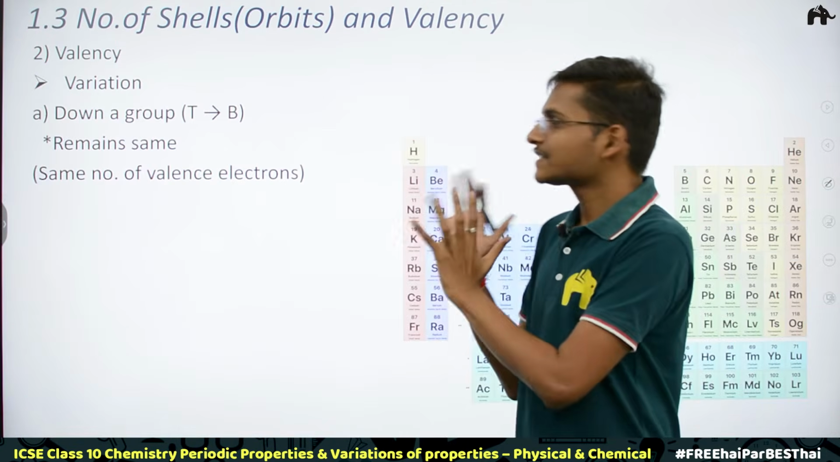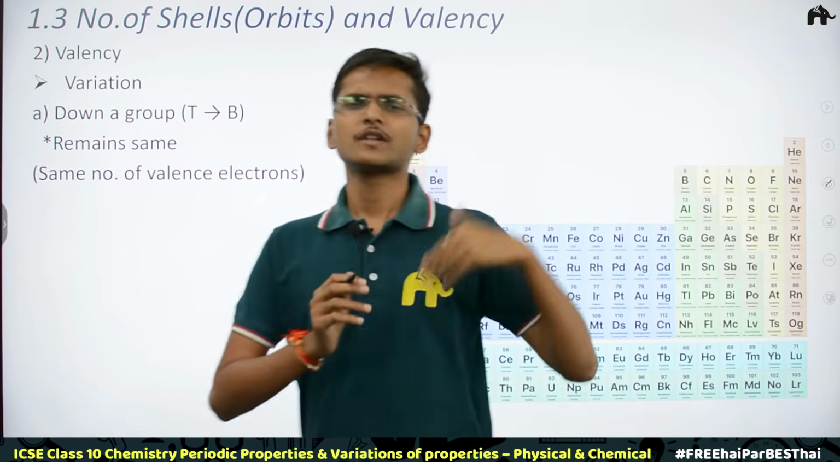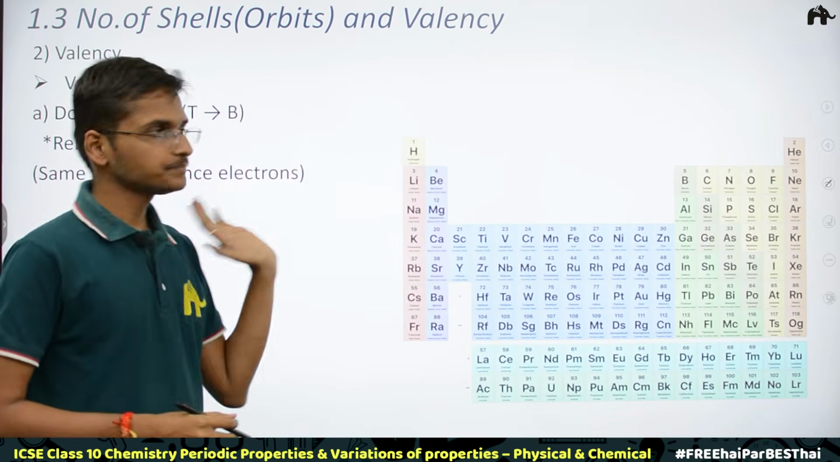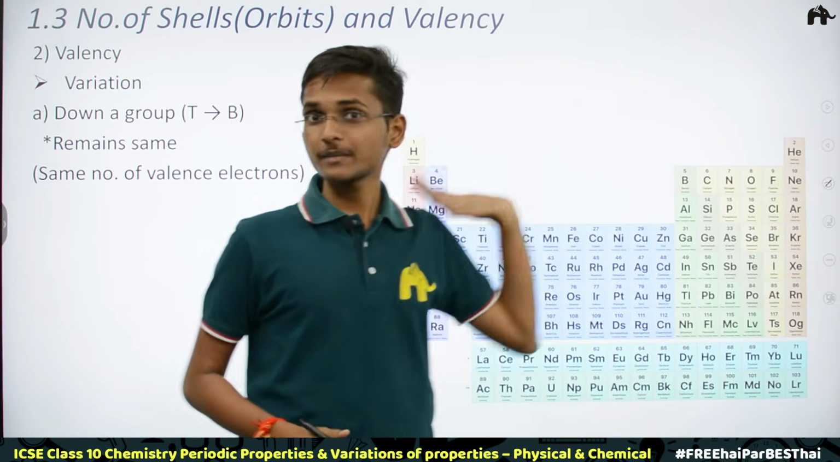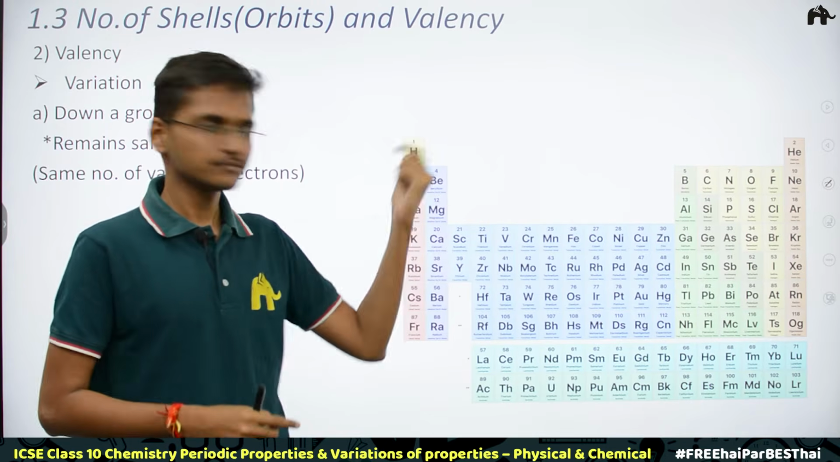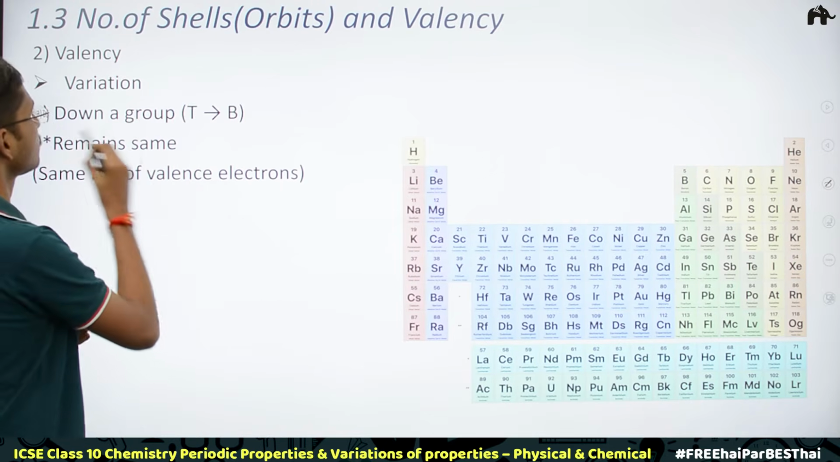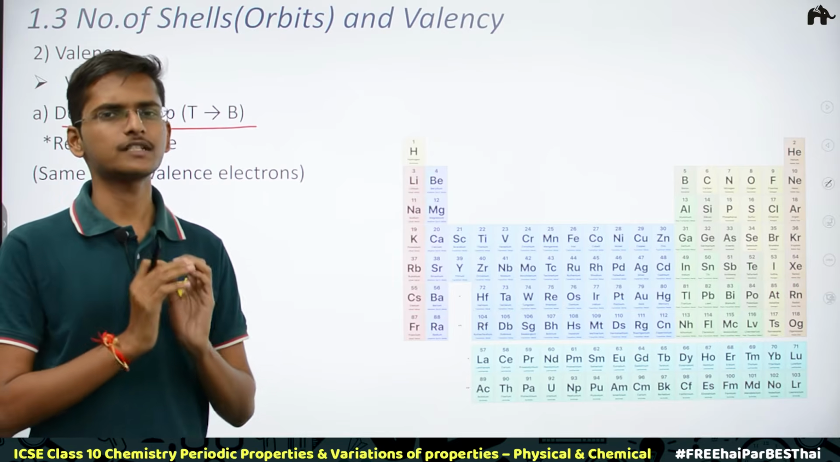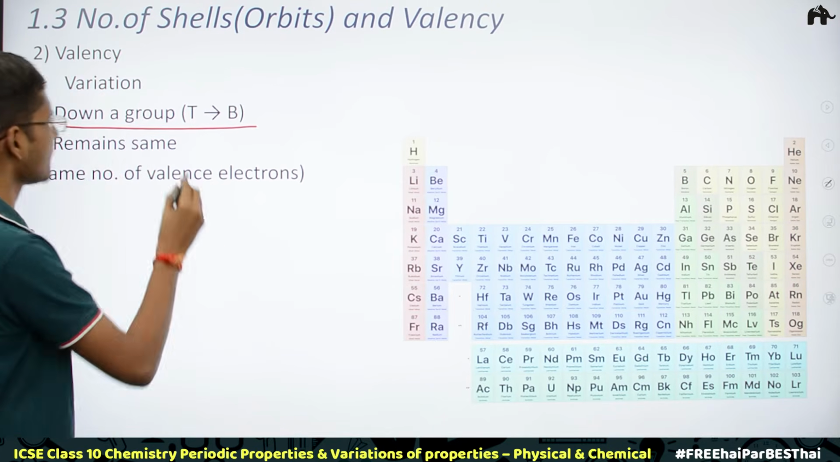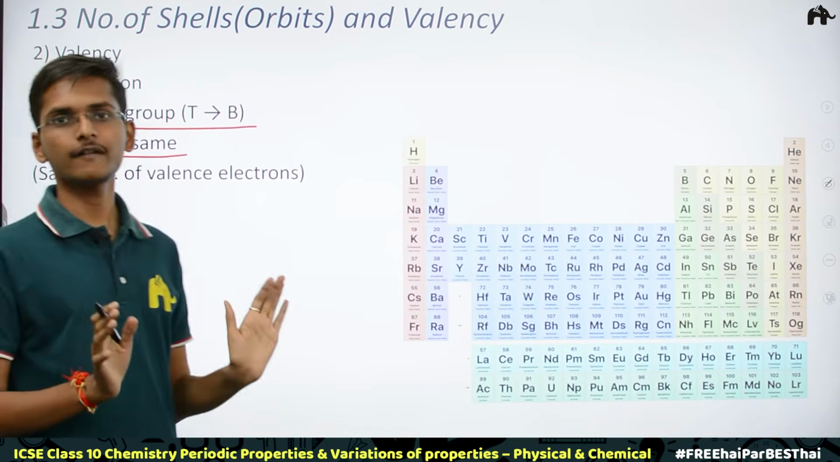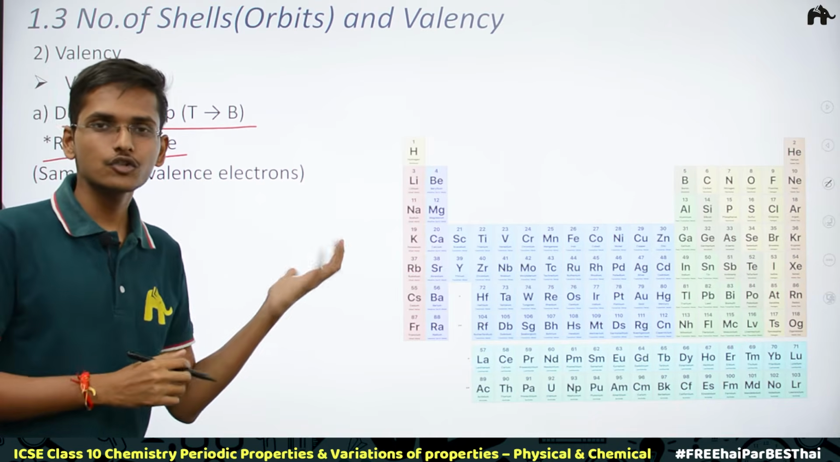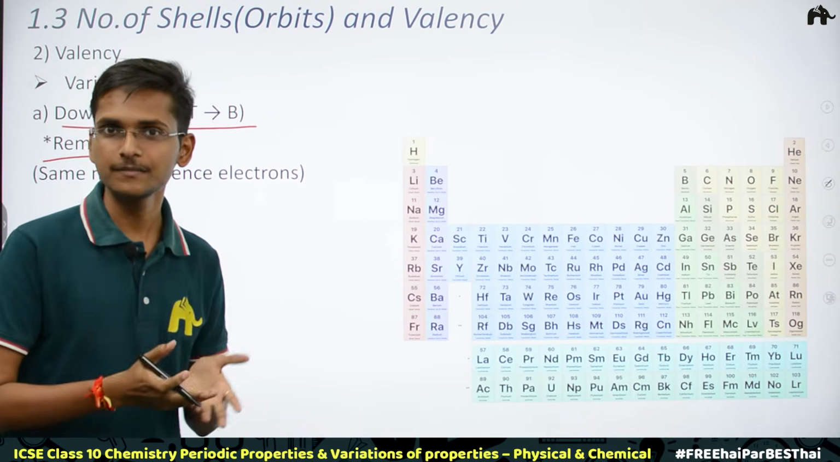So now let's see the variation of valency down the group, from top to bottom, and across the period, that is from left to right. First we are going to see the variation down the group, from top to bottom. Now how does valency vary? It's absolutely simple. It remains absolutely the same, no change in the valency. And why is this so and how is it happening? Let's see with an example.